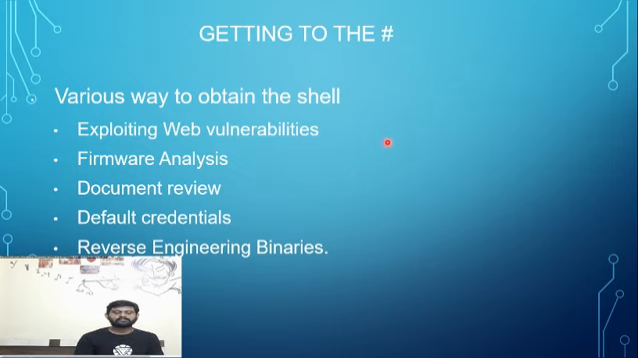Second is firmware analysis. In firmware analysis, you may come up with a hard-coded account, a backdoored account, or a way to execute a command. Some binaries might be listening silently, and there are some clients to connect to that device. Third is document review. In the document, they mention that in case of emergency, you need to connect on this port this way or by pressing this button multiple times, and you may get a shell. And last, default credential is always good, and reverse engineering the binary.